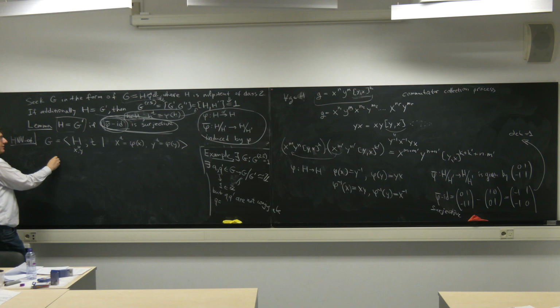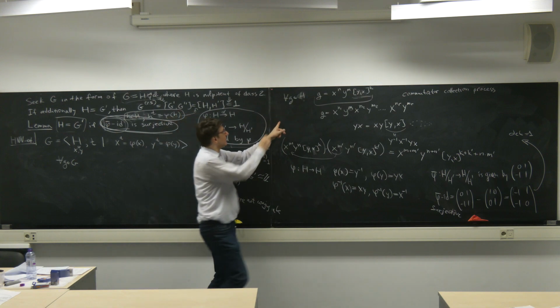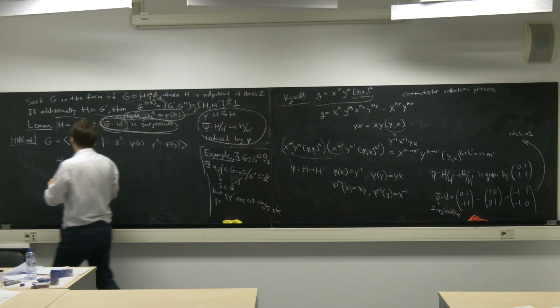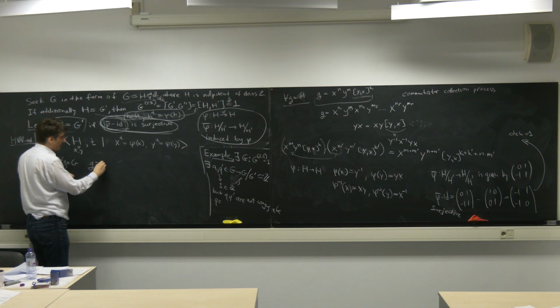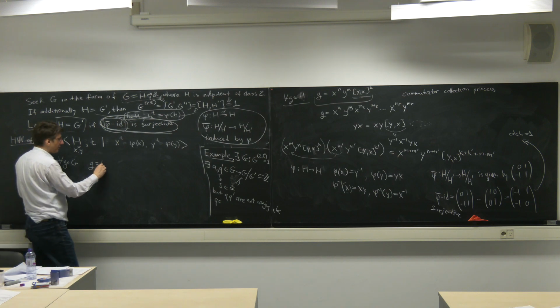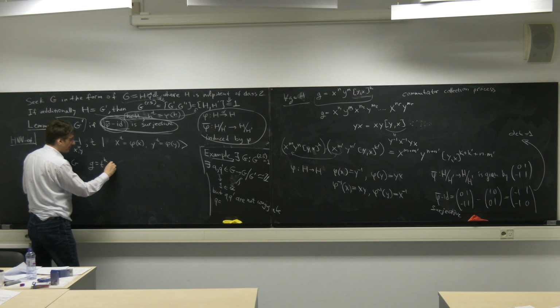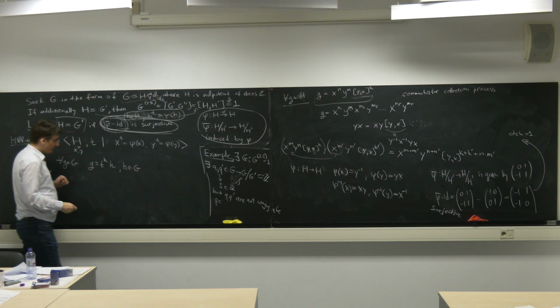So now I claim that we can write every element of G. So for any g in G, now this was g in H before, and now we have g in G, g can be written in the following form. First t to the power k and then h for some h in H.